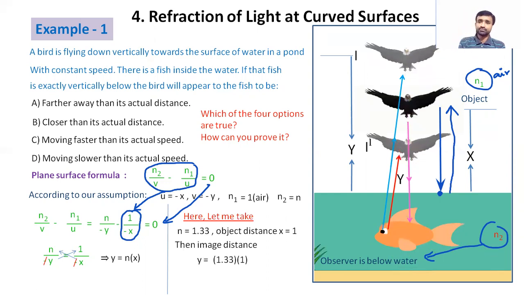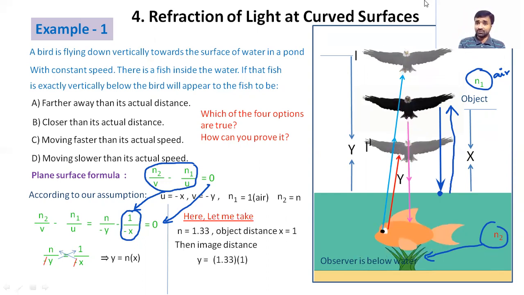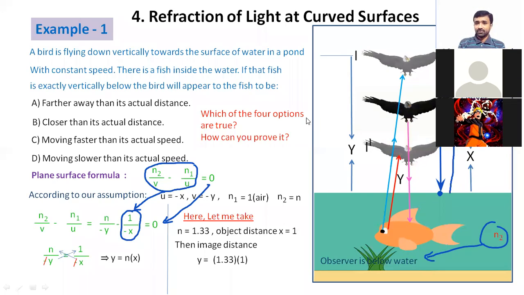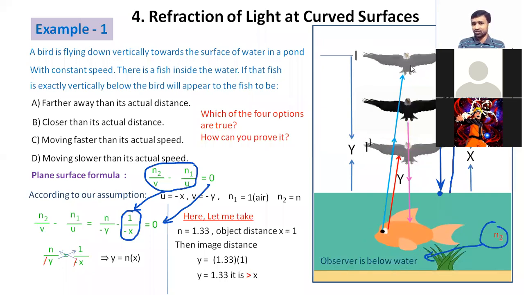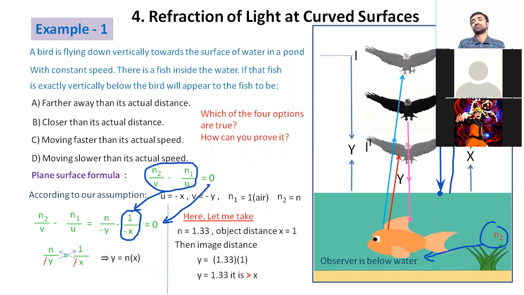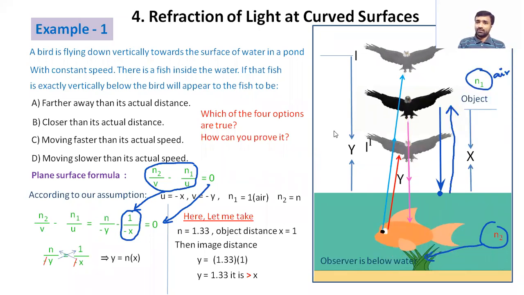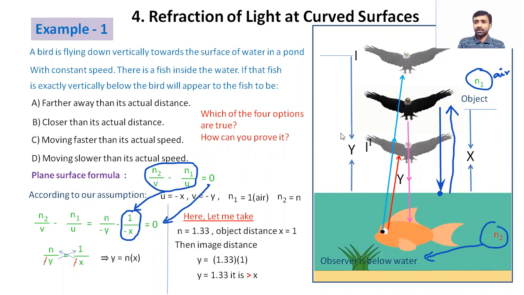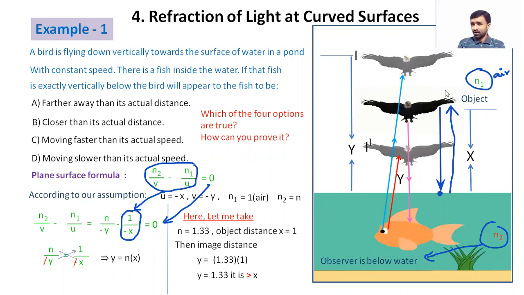Any confusion? It is just an assumption. So I got the y value as 1.33. Is it greater than x, equal to x, or less than x? It is greater than x. So I got my answer: y is greater than x.